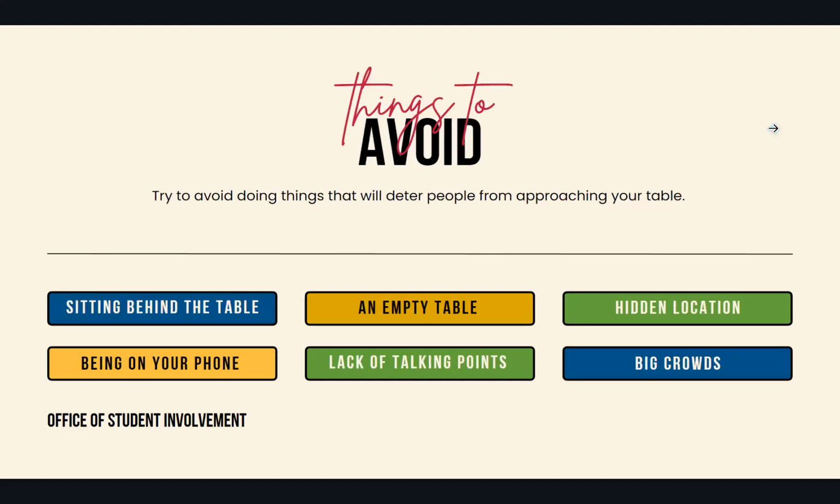On the other hand, try to avoid doing things that will deter people from approaching your table. We don't recommend sitting behind the table, having an empty table, tabling in a hidden location, the tablers being on their phone, a lack of talking points, and big crowds.